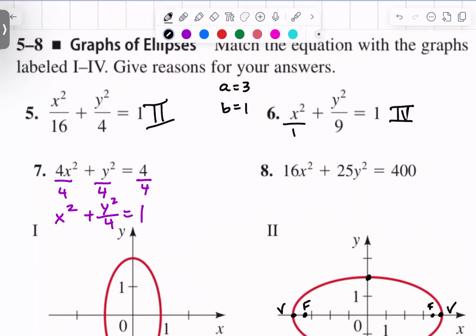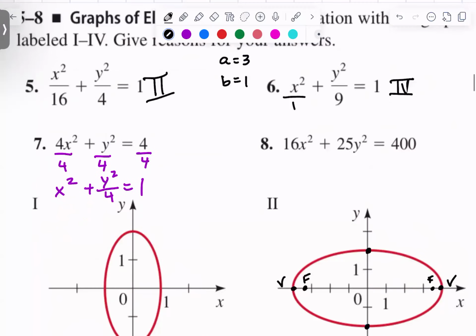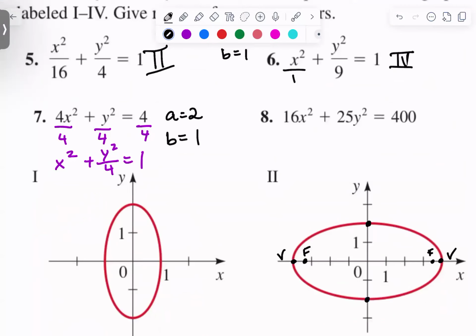For number 7, it's going to be another vertical ellipse where my A value is 2, my B value is 1. Just looking for that. That's number 1, right? Positive 2, negative 2, positive 1, negative 1. So it's just 1.